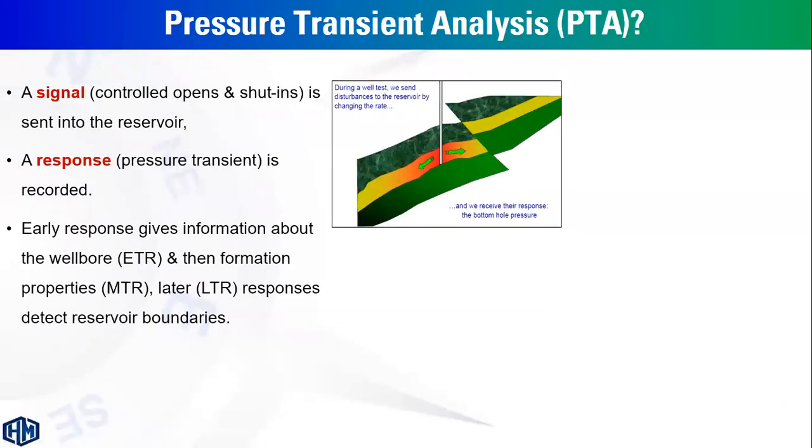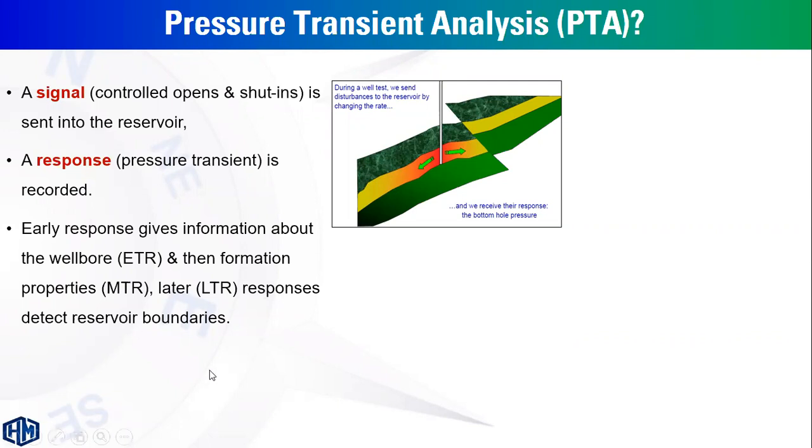So simply, what is pressure transient analysis, or PTA? It's simply a signal sent into the reservoir by controlled opening and shutting of the well. So once you control your well, even at the surface, by a specific sequence of the test, we send a signal into the reservoir. This signal will move away in the reservoir, and at the same time we record the response of this pressure signal, or pressure transient, by downhole gauges, recording bottom hole pressure versus time.